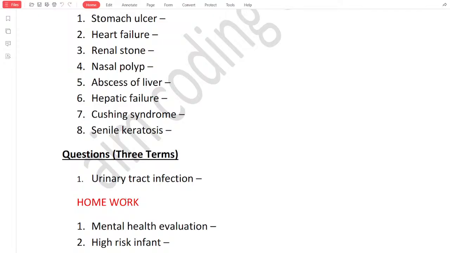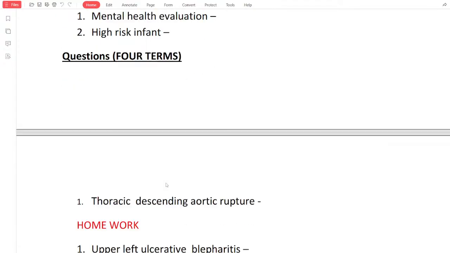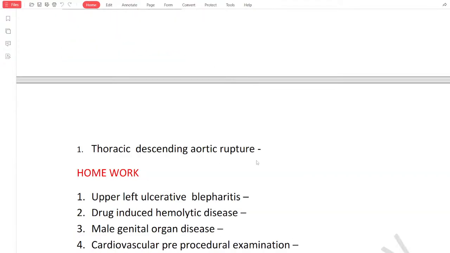Three-term questions means, a condition, urinary tract infection, UTI. Another name is UTI. So here you have to take infection first of all. You can see urinary and you can see the tract infection, urinary tract infection. This is the three-term question. Mental health evaluation, high risk infant. Okay, and four-term questions: thoracic descending aortic rupture.